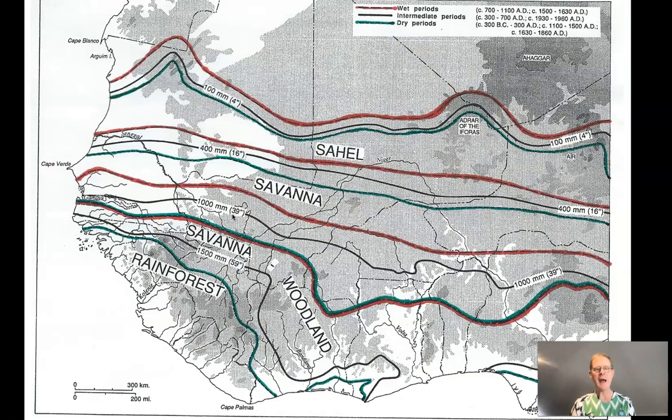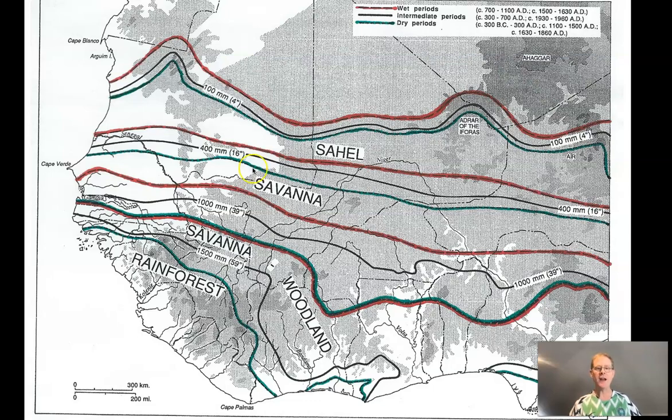Let's go back to the previous map, because effectively what happens is when it gets drier or wetter than normal, these lines shift up or they shift down. If it's wetter than normal, it shifts up. And if you're in the savanna zone and it starts getting wetter than normal, then effectively the savanna zone expands. And what had been marginal land here, in the northern part of it, is now available for farming.